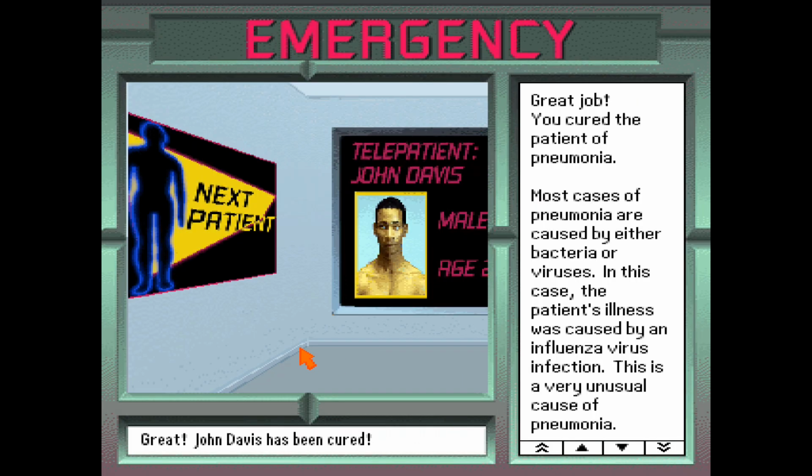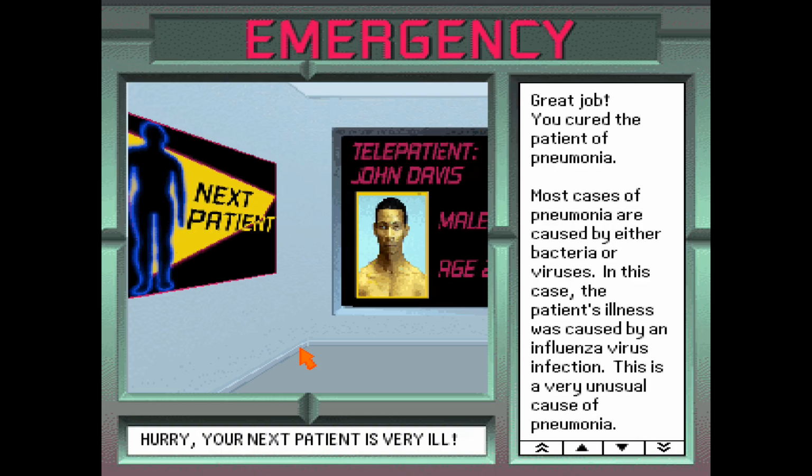Great job! You cured the patient of pneumonia. Most cases of pneumonia are caused by either bacteria or viruses. In this case, the patient's illness was caused by an influenza virus infection. This is a very unusual cause of pneumonia. Although there is no specific therapy for this viral illness, it is difficult to distinguish influenza virus pneumonia from the more commonly seen bacterial pneumonias.